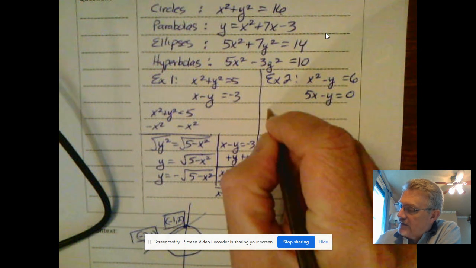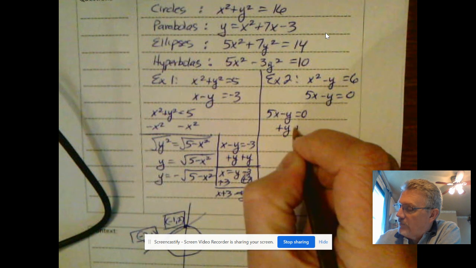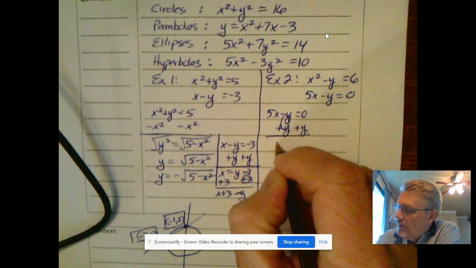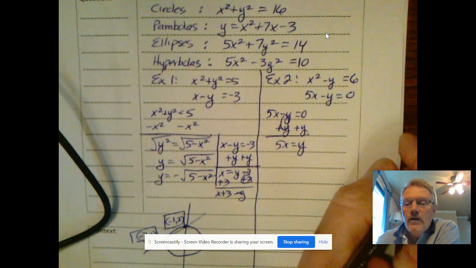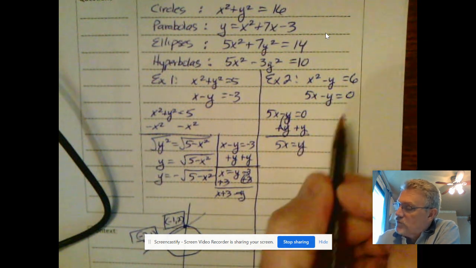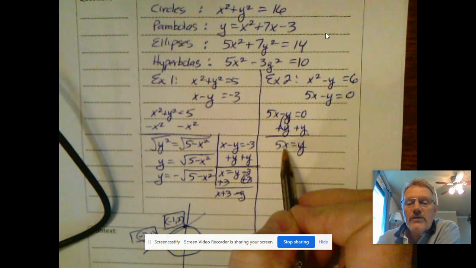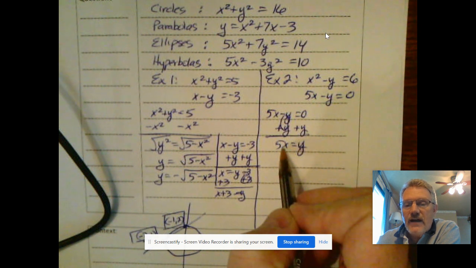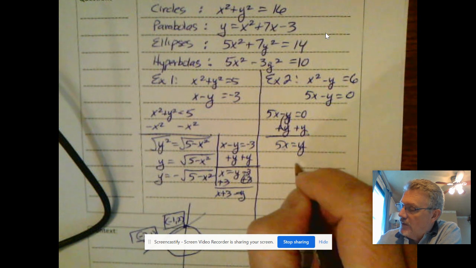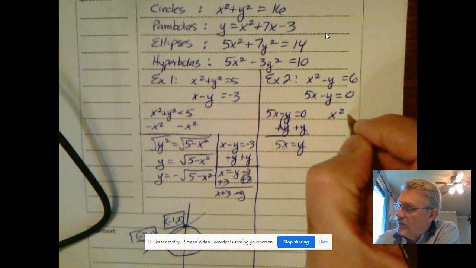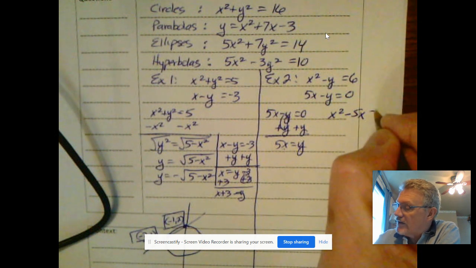So I'm going to take this 5x minus y equals 0 and solve for y, because the y is by itself, and y is equal to 5x. So the first y and the second y are equal. The second y is equal to 5x. So I'm going to take the 5x and put it in place of the first y, because all three of those are the same. So x squared minus 5x equals 6.